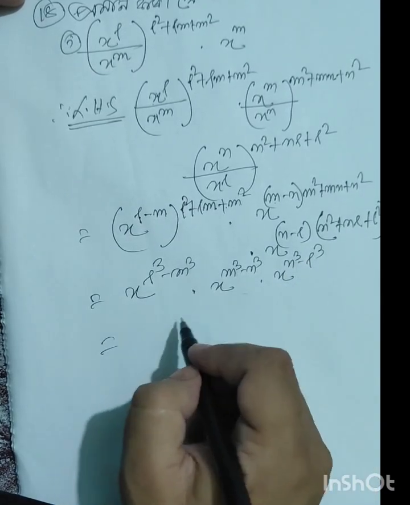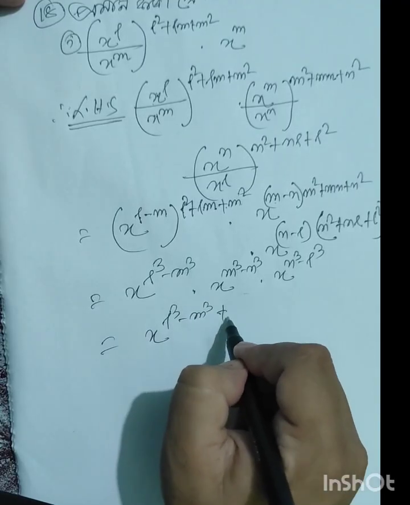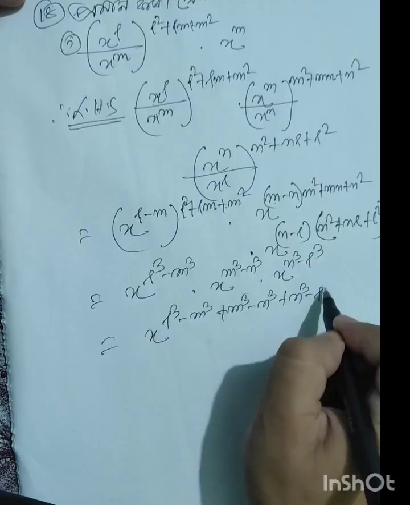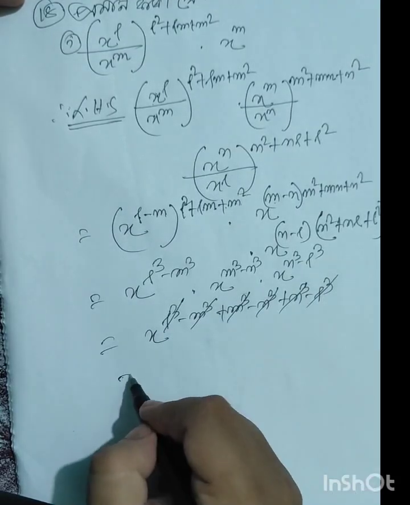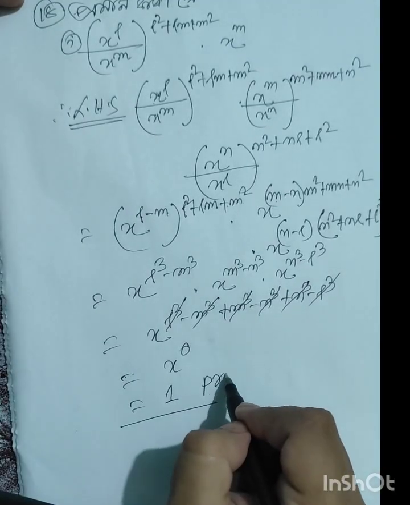Now the base is the same, so the powers add: x to the power l cube minus m cube plus m cube minus n cube plus n cube minus l cube. l cube, m cube and n cube cancel, giving x to the power 0, and x to the power 0 means 1. This is the proof.